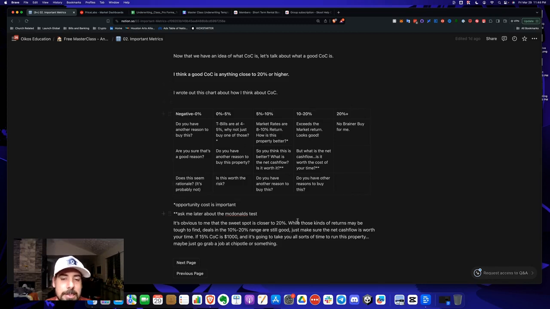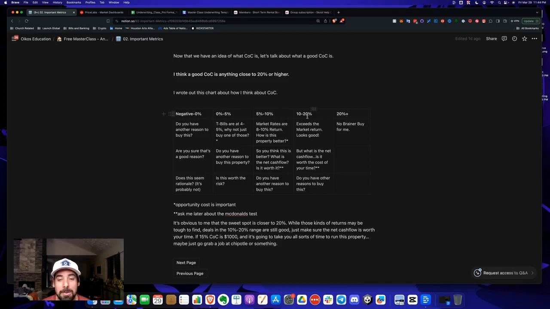Next on the list is this second to right column, this 10 to 20%. So now we're getting into the green zone, because if it's after 10%, you're already mostly beating the market and other investments that you could make. Maybe not crypto, but that's beside the point. It depends on the year probably and the cycle for that. But here's one of the questions that comes down to for me. What's the net cash flow? Is it worth the cost of your time?